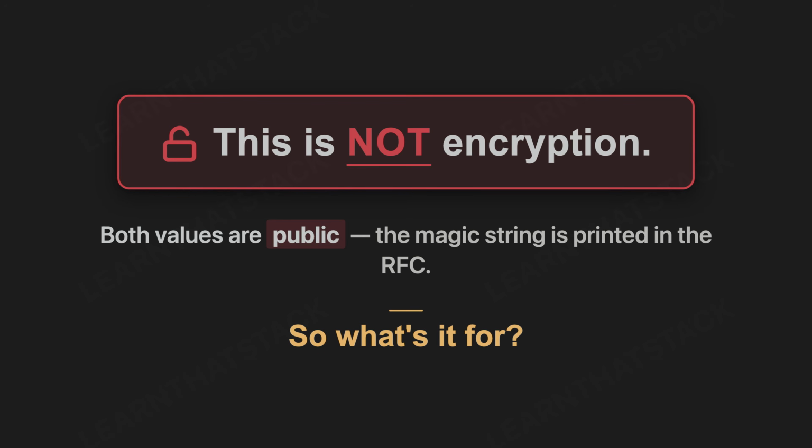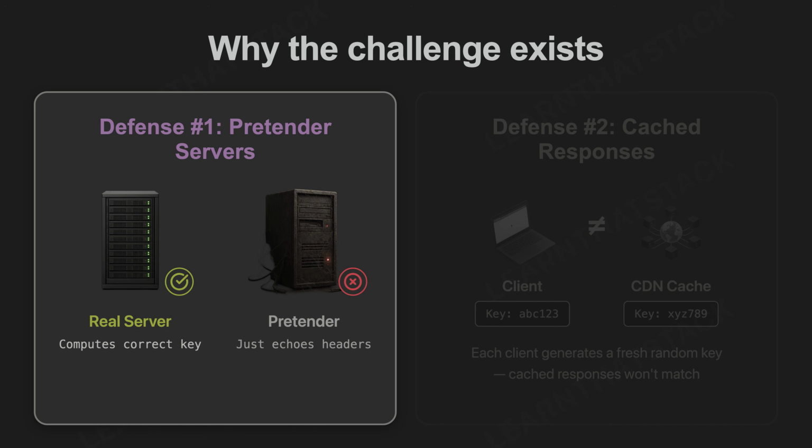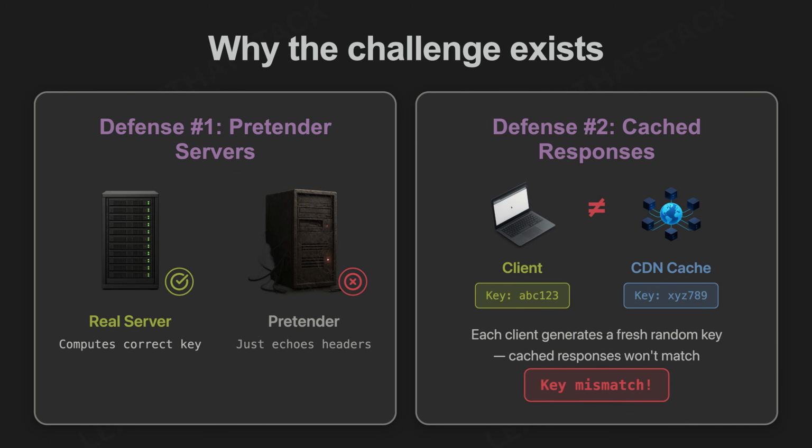So what's it for? It's a password only WebSocket-aware servers can produce, and it defends against 2 things going wrong. First, a client sends Upgrade: websocket to some ancient or misconfigured server, maybe a dumb proxy that just echoes headers it doesn't recognize. Without the challenge, the client can't tell a real WebSocket server from a pretender that happens to copy headers around. With the challenge, only the real one can produce the right answer. Second, some caching layer, a CDN, an HTTP proxy, could grab a valid handshake response and serve it to a different client later. The challenge blocks that too.